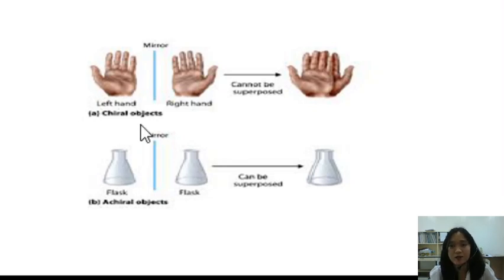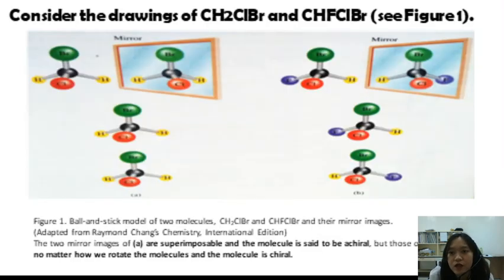So, this is an example of a chiral object. When an object is not superimposable, that means that is a chiral object. When two objects are superimposable, then that means those objects are achiral objects. So, meaning itong dalawang highlighter, since they are superimposable, they coincide exactly when placed on top of each other, then meaning these highlighters are achiral objects.